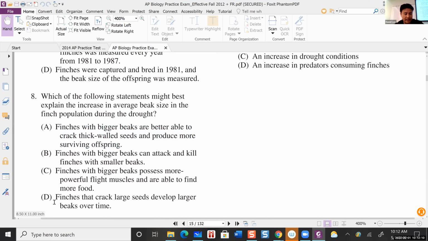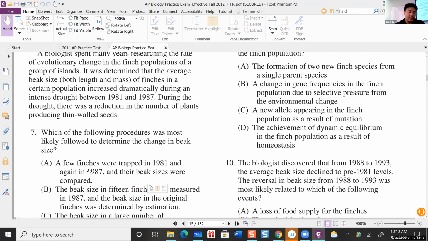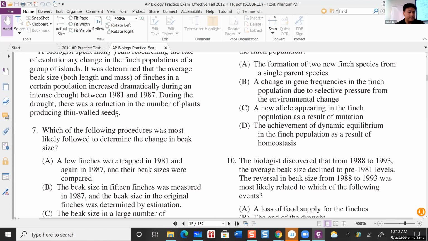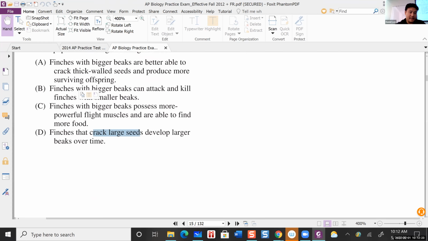And this one here, they crack large seeds. I'm making an assumption that there's large seed. They didn't talk about any large seed here. They just talk about thin-walled seeds. And the way they say it feels like there's a Lamarck use and disuse. So A is the answer.